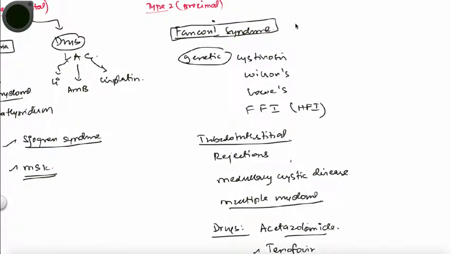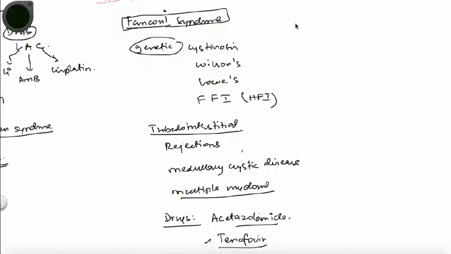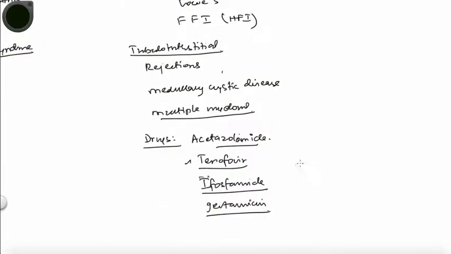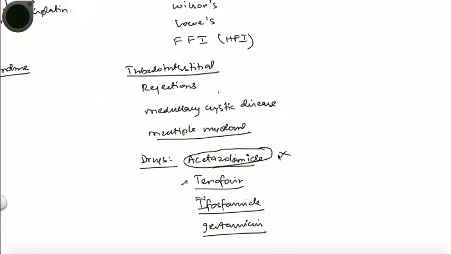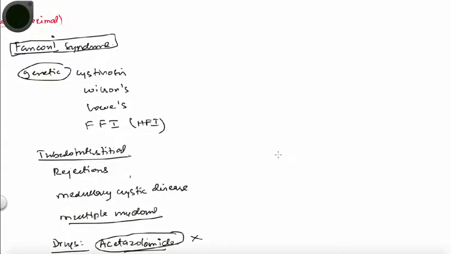Fanconi syndrome is a group of disorders which causes destruction of the proximal part of the nephron, the proximal convoluted tubule. The exception, which does not cause Fanconi syndrome, is acetazolamide, because it purely inhibits the carbonic anhydrase enzyme and causes no destruction of the PCT. All the other causes I have mentioned cause destruction of the proximal tubules and result in Fanconi syndrome.